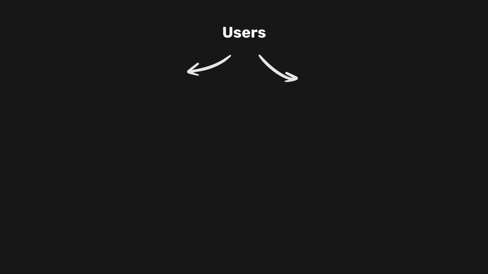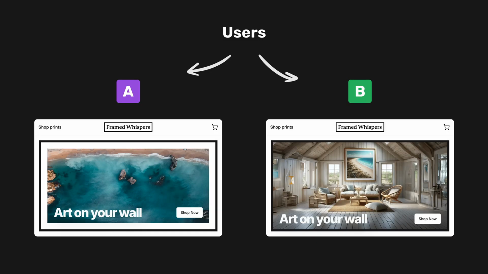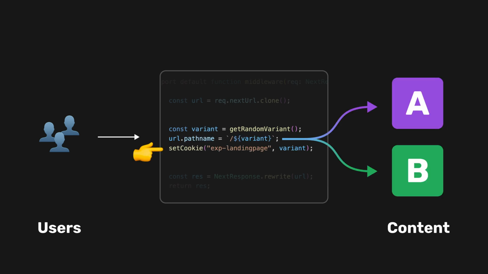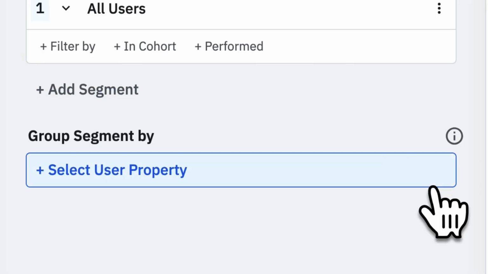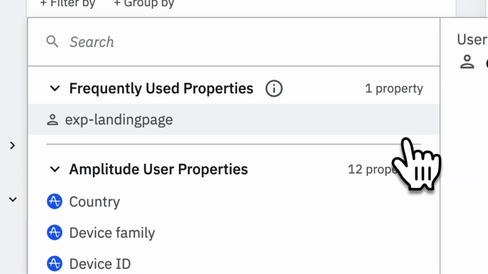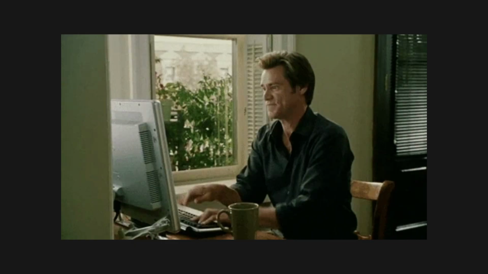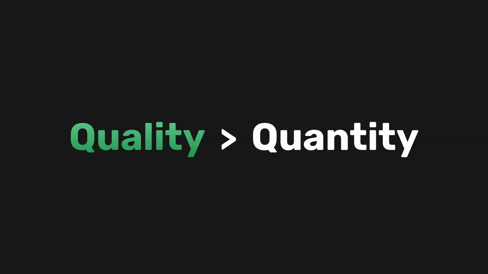The ability to segment users also helps us running A/B tests. Before users receive our app content, we randomly assign a product variant and then direct users to this variant showing either A or B. We also set a cookie to track what variant they're seeing. In our analytics tool, we can then group users by this experiment property and understand how the introduced change impacts user behavior. What gets measured gets managed, so focus on the quality of your metrics.